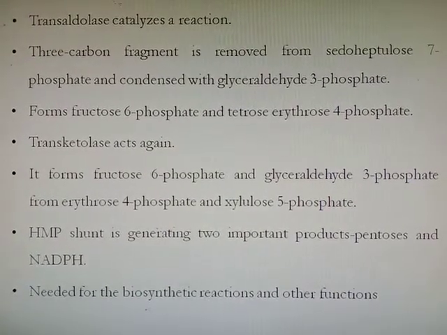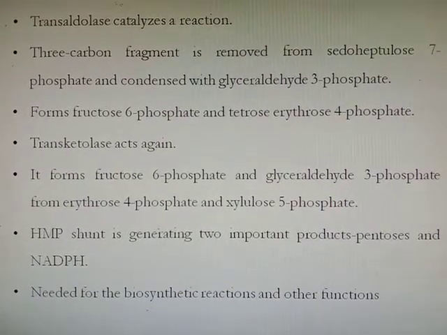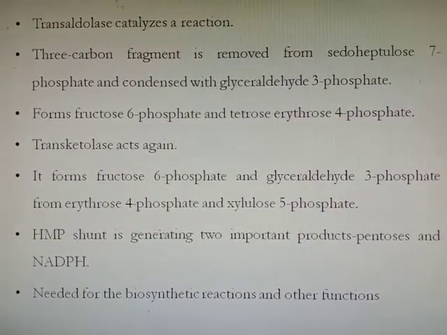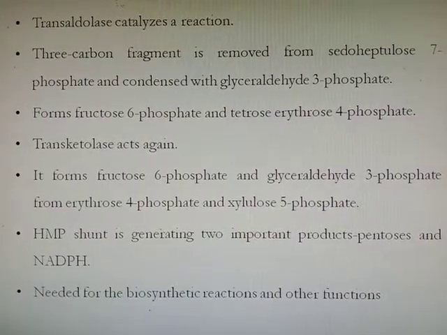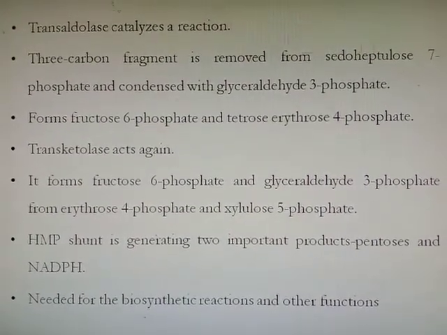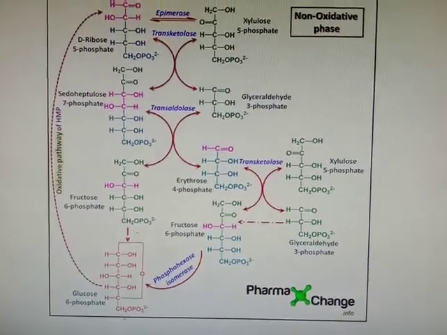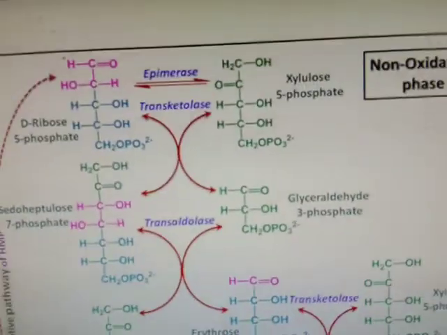The HMP shunt generates two important products. One is pentoses and the second is NADPH, which are needed for biosynthetic reactions and other functions. Now we will explain the non-oxidative phase one by one.